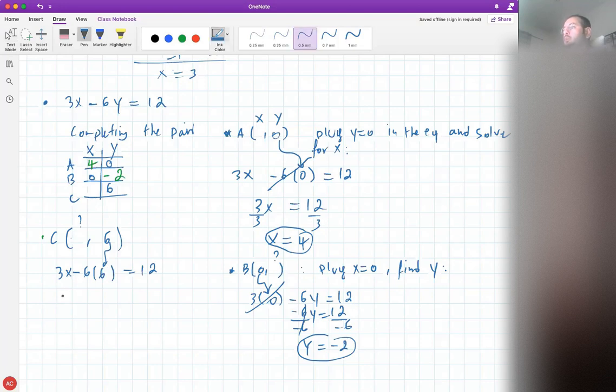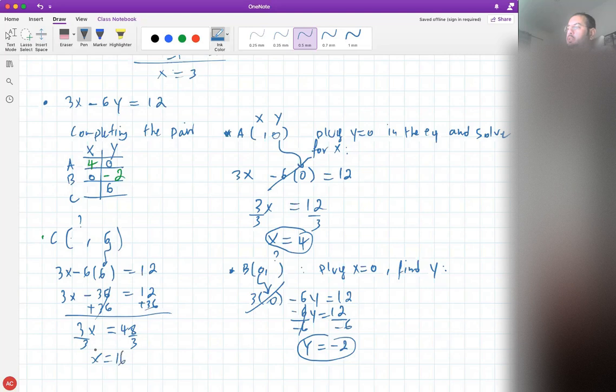Okay, so let's solve this one for x. 3x minus 36 equals 12. You move the minus 36 to the other side. So that's 12. We add 36 to both sides. Exactly. So you have 3x equals 48, right? And finally, divided by 3, x is 8? Wait, no. 16. Okay.